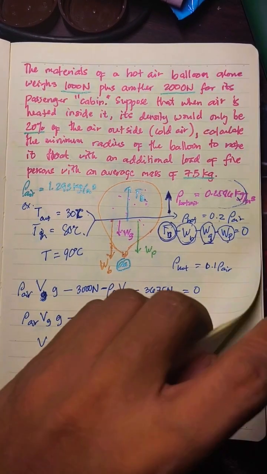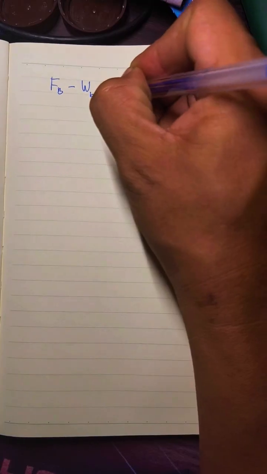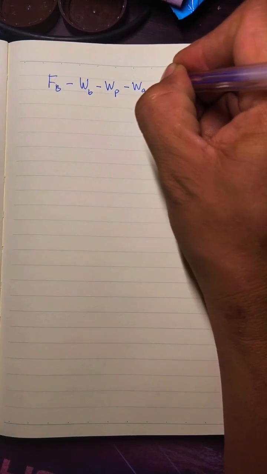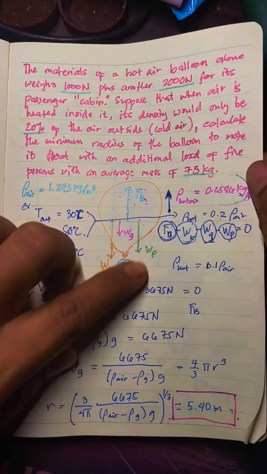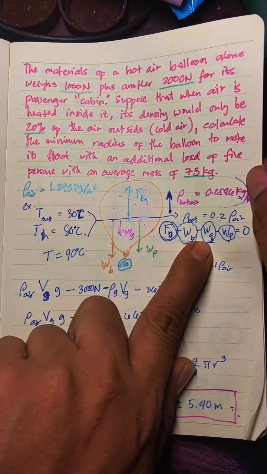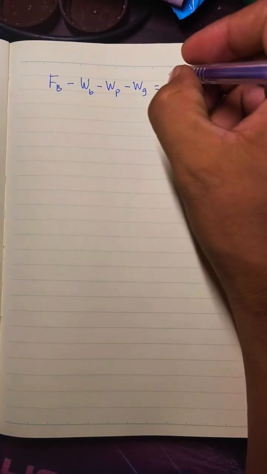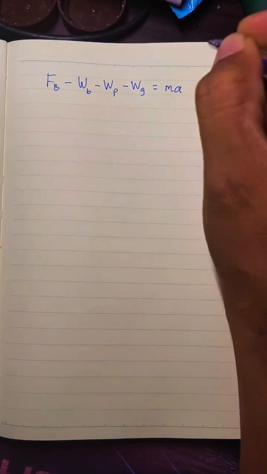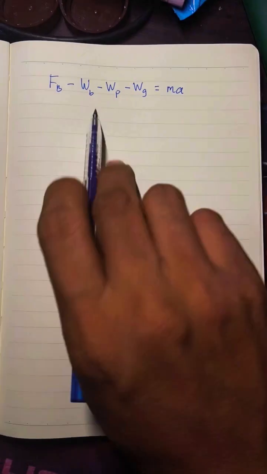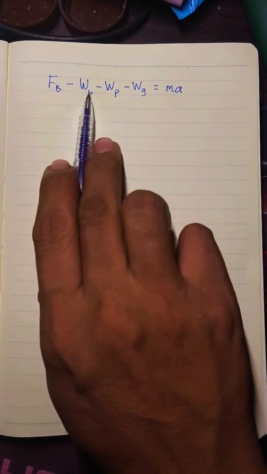So let's solve the limiting case. Let me write that equation again: FB minus the weight of the balloon plus the cabin, minus the weight of the persons, or the passengers, minus the weight of the gas, and this is equal to, this was zero. But then, if I decrease the gas weight, this will no longer be equal to zero but greater than zero. This will be equal to MA in favor of the upward force, because when this decreases, our buoyant force is clearly greater than this.